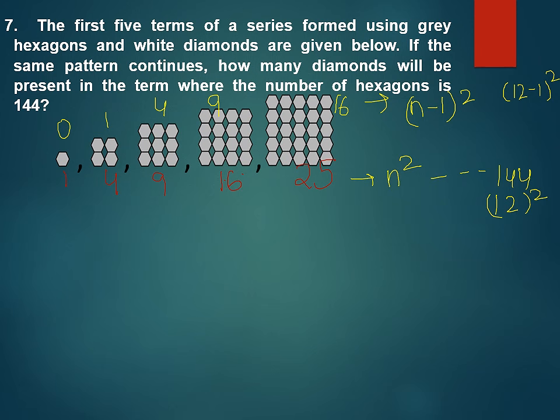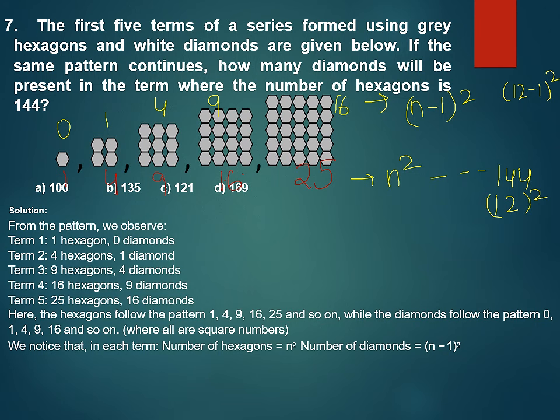This question teaches us an important lesson in computational thinking. Instead of counting every shape one by one, we discovered a hidden mathematical rule. Once we recognized the pattern, solving the problem became quick and easy. Always remember, great problem solvers don't just calculate, they first look for the pattern.